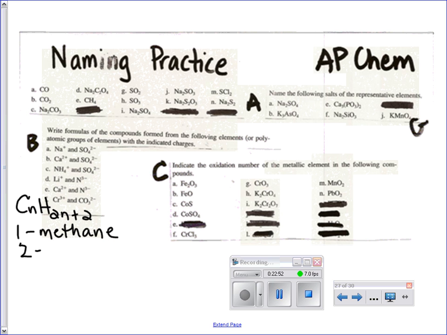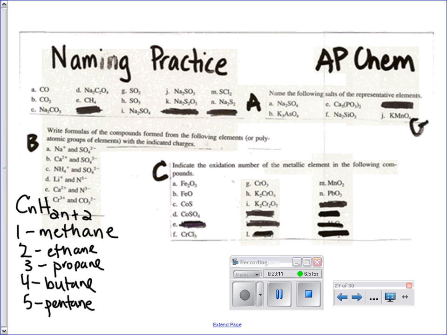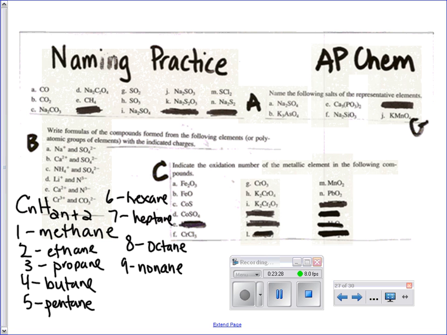2 is what? Ethane. 3 is propane. 4 is butane. 5 is pentane. 6 is hexane. 7 is heptane. 8 is octane. 9 is nonane. And 10 is decane.